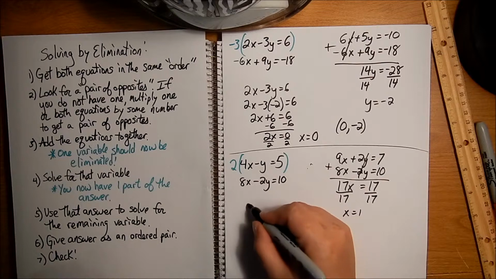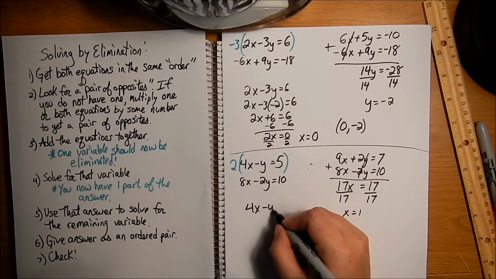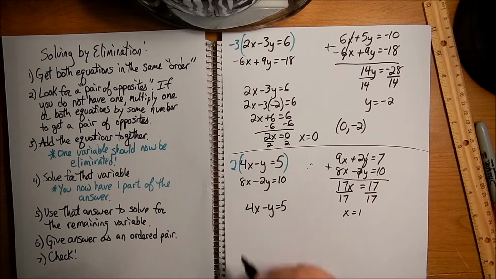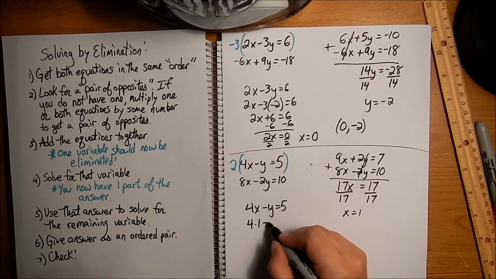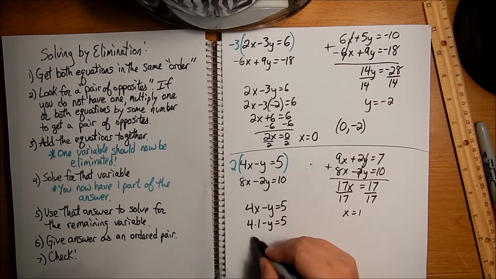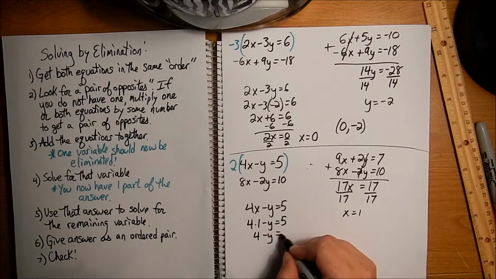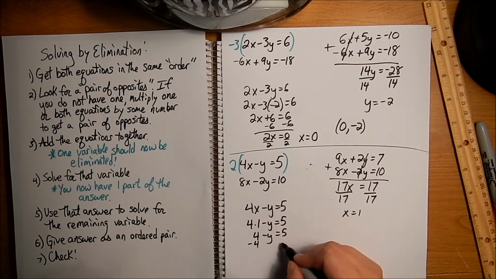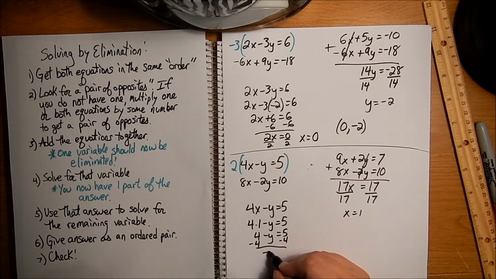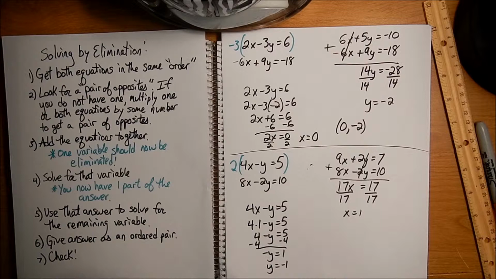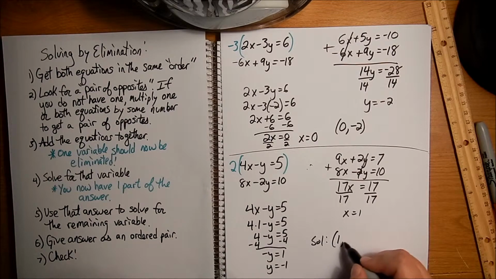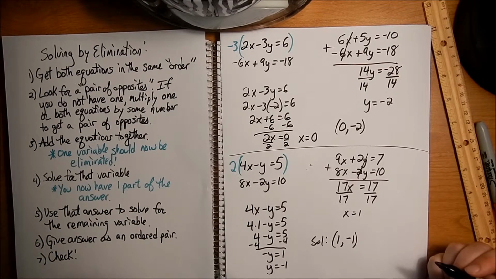I'll go back to the original. 4x minus y equals 5. I know that x is 1. So I get 4 minus y equals 5. I'll have to subtract 4 from both sides. So I have -y equals 1. So in order to get positive y, I need to divide both sides by a -1. So now I know y is -1. So my solution, 1, -1. Okay?